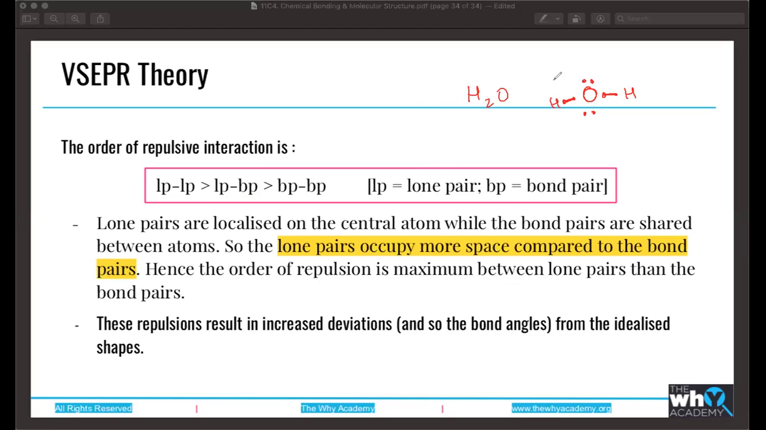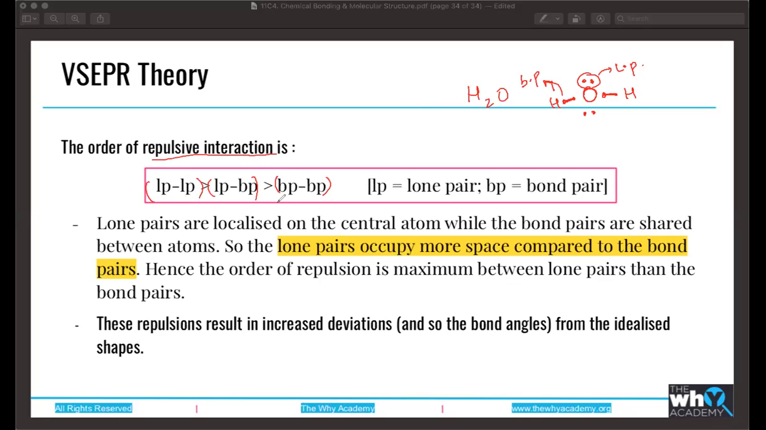Whatever electrons are in the bonds are called bond pairs, and whatever electrons are just sitting alone on their own are called lone pairs. Now the order of repulsive interaction is: between two lone pairs there will be maximum repulsion, compared to the repulsion between a lone pair and a bond pair, compared to the repulsion between two bond pairs.